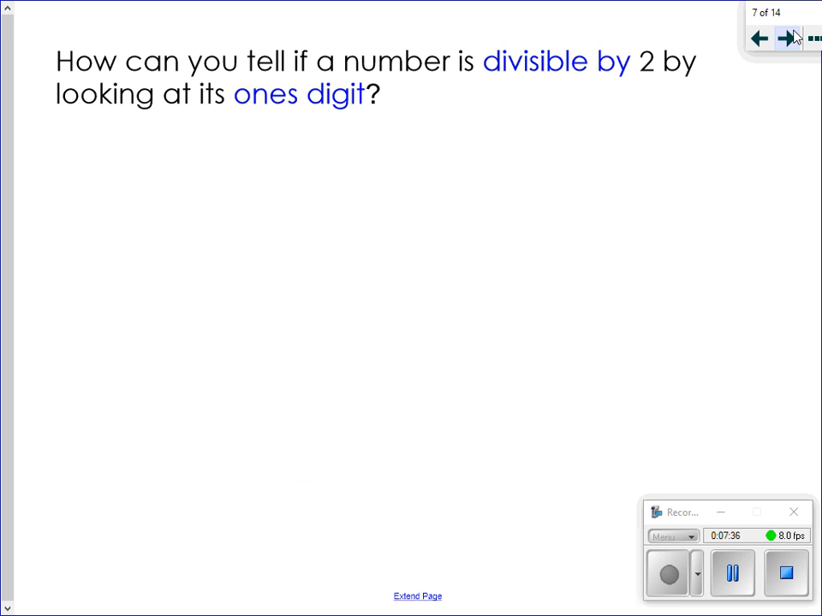Okay, let's think about divisibility by 2 then, this time. How can you tell if a number is divisible by 2? Not by 10, by 2 this time. Just by looking at its ones digit. Because that's what we did to determine if a number is divisible by 10. We look at its ones digit. Is there a way to do that and figure out if a number is divisible by, or can be divided by, 2?